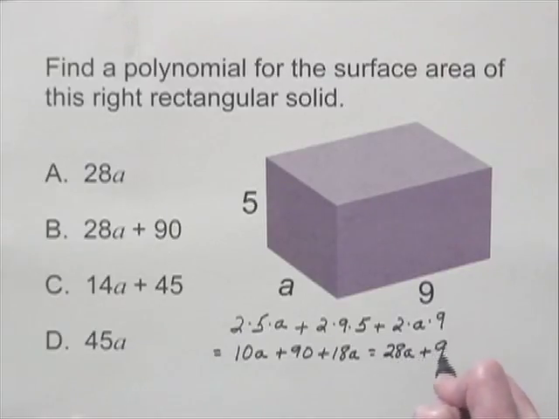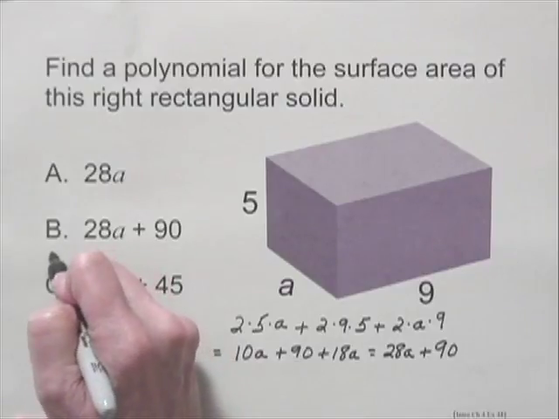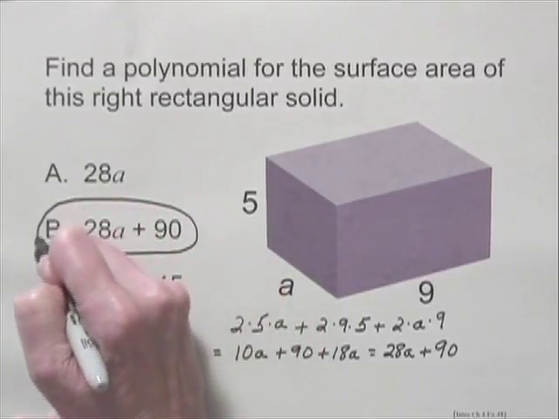So I have 28a plus 90 for the surface area, and when we look over at our choices, we see that that's choice B. So this is the correct answer.